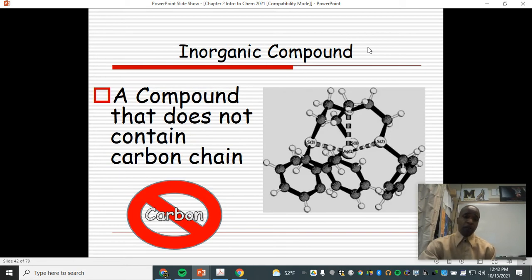Some things that you eat are inorganic. Well, what does that mean? That means it doesn't contain carbon. And just because it's inorganic or it doesn't contain carbon doesn't mean it's bad for you. Let me give an example. Water. Water is H2O, inorganic. Doesn't contain carbon. It is good for you.